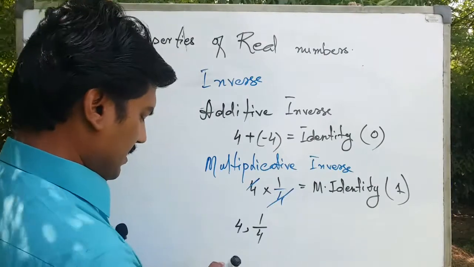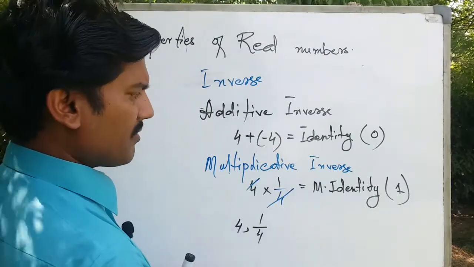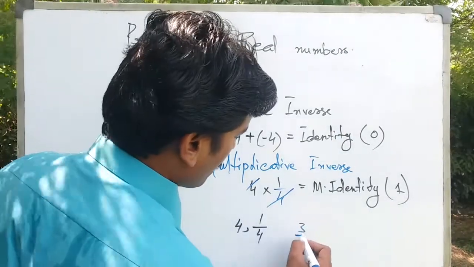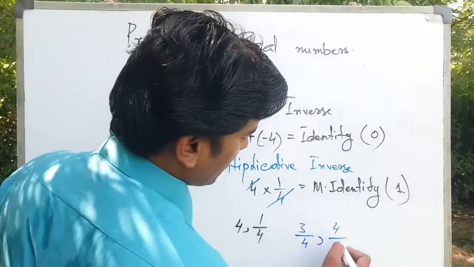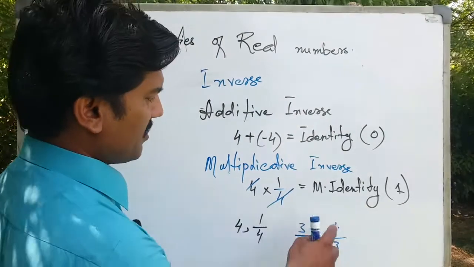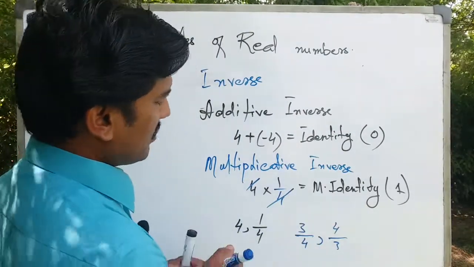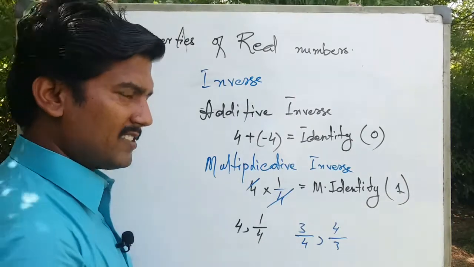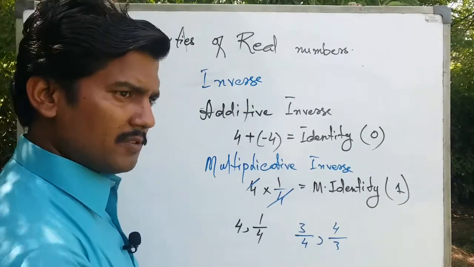These are called reciprocals. So the multiplicative inverse is the reciprocal of that number. If we have 3 by 4, then 4 by 3 is our reciprocal. So reciprocal is called here the multiplicative inverse. Okay, keep these all small things in your mind and put them in your practice.